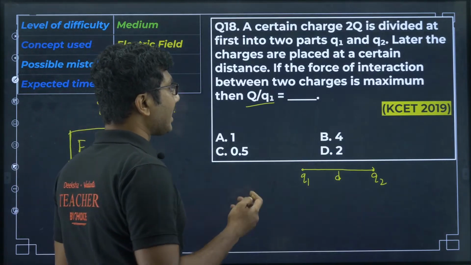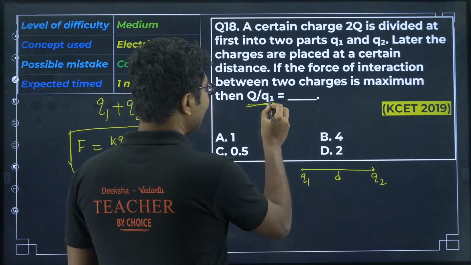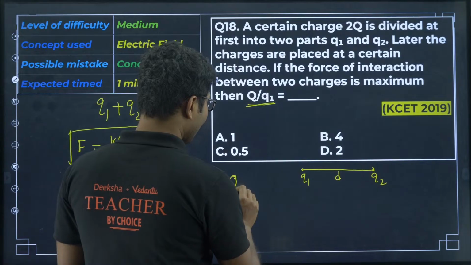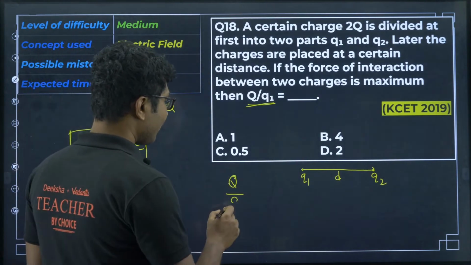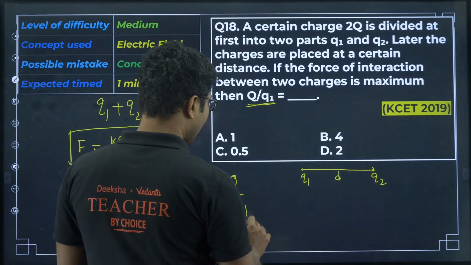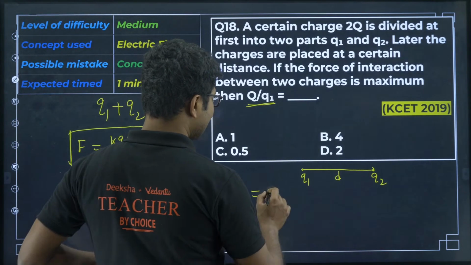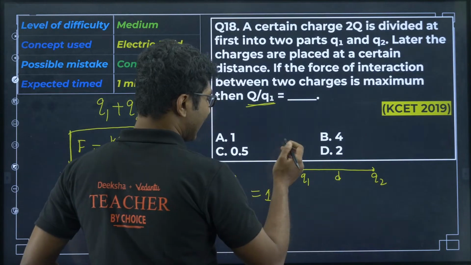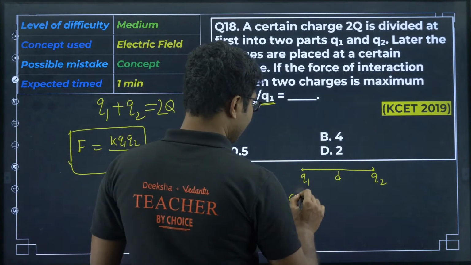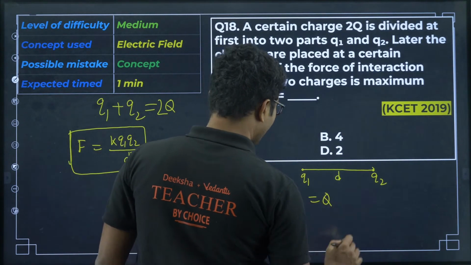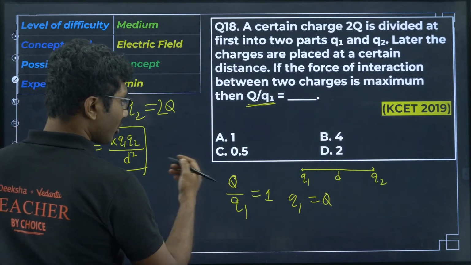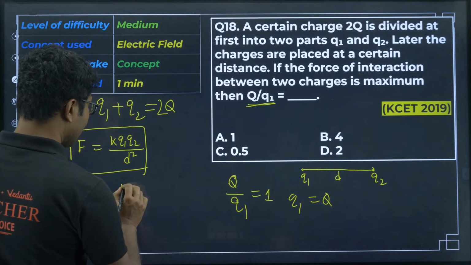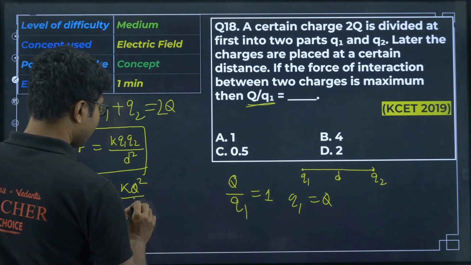But what we can do is use the fact of what we are trying to find. We are trying to find the ratio of Q by Q1. Now, if this is equal to 1, that means we can easily do it. So Q1 is equal to Q, and Q2 will also be Q. Both of the charges will be equal in that case. So the force will be KQ square by D square.